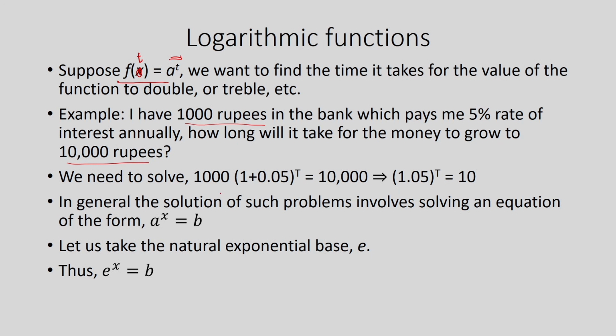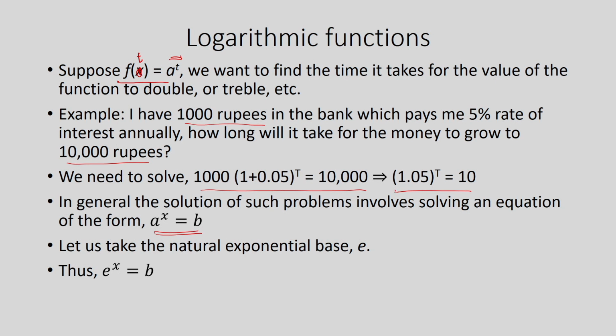Now, basically to find that out, I have to solve this equation. It is 1000 multiplied by (1 plus 0.05) to the power capital T is equal to 10,000. So, I have to solve for capital T. Now, this boils down to this simpler expression: 1.05 to the power capital T is equal to 10. In general, the solution to such problems involves solving an equation of the form a to the power x is equal to b.